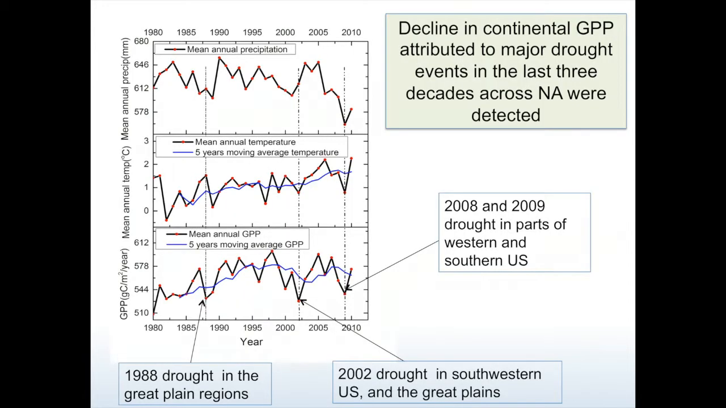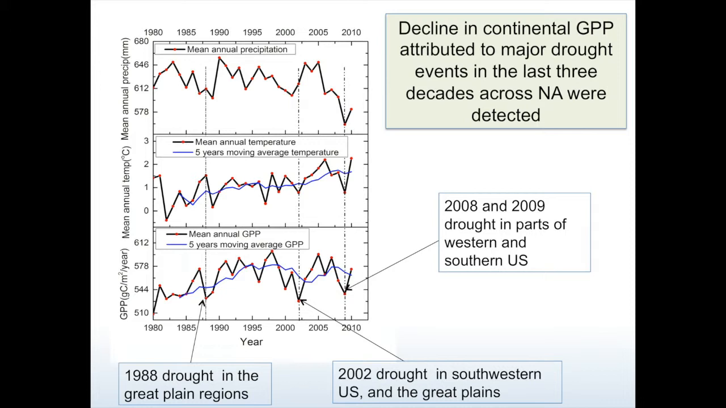Can we pick this up in terms of continental scale gross primary productivity? What we observe is a decline in continental GPP attributed to major drought events. I want to come back to this drought issue that I talked about before. Here we have mean annual precipitation. Here's the drought of 1988. You can see now these are continental scale values. The droughts were primarily mid-continental events, but you can see even at a continental scale, there is a decline in the precipitation. That's the drought of 88.